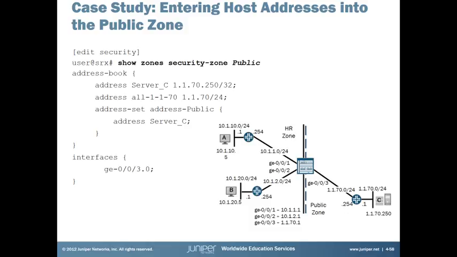and there's our address book in our public zone because we've got some stuff over here we want to reference in our policy. We've got server C, we've got something called address all 1170. That's got a /24 on that. And we've got an address set called service C, which I think is a bit redundant, quite frankly, because you don't really need to create an address set when you've only got one address in your set. You could have quite happily not had that address set. You could have quite happily just referenced service C in the policy.